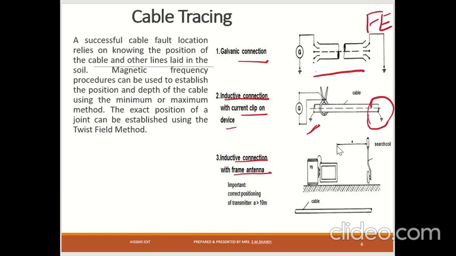You can see the distance, it is saying A should be greater than 10 meters. So important correct positioning of the transmitter is where A is greater than 10 meters. Once you are in the right direction, the search coil continuously gives you a signal. It either gives you an alarm or it gives you the direction, or both in some cases, depending on the company of manufacturer. Okay, so these are the different methods of cable tracing.